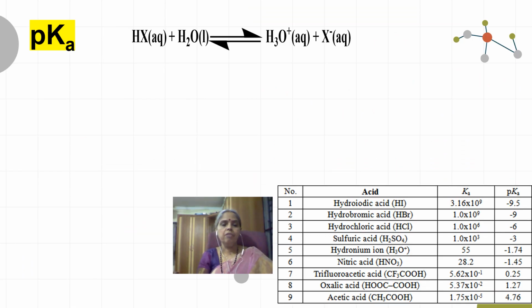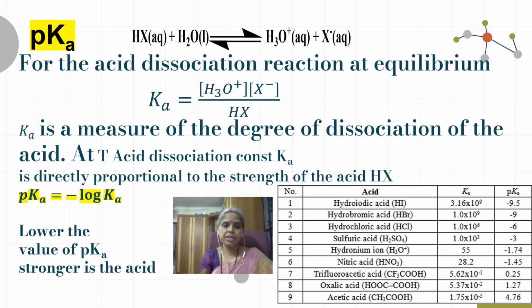Next, let us see what is pKa. Here we have the acid HX in water. Acid HX in water dissociates to form H3O plus and X minus. Supposing we presume that this reaction is now in equilibrium condition. So the equilibrium constant for this reaction is given by molar concentration of H3O plus times molar concentration of X minus divided by molar concentration of HX.